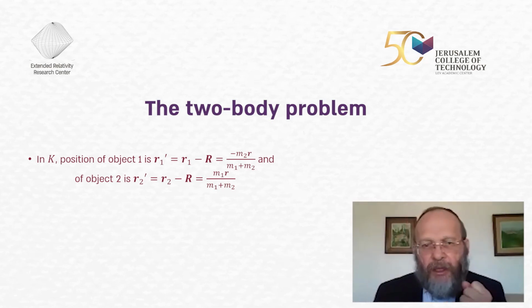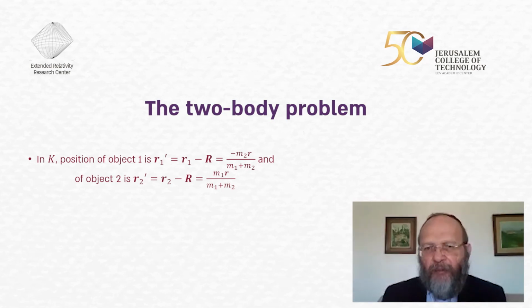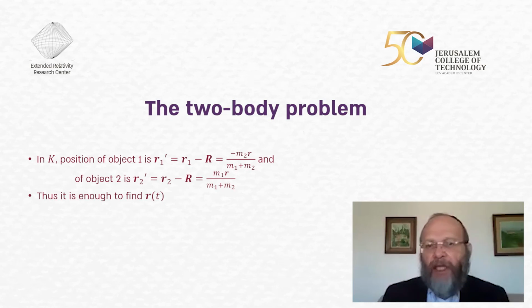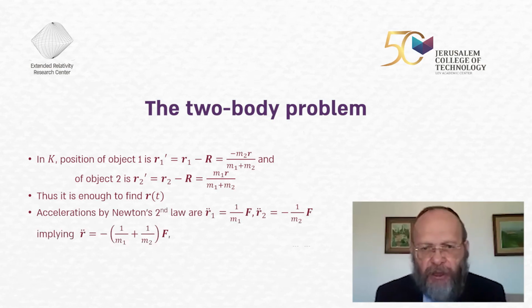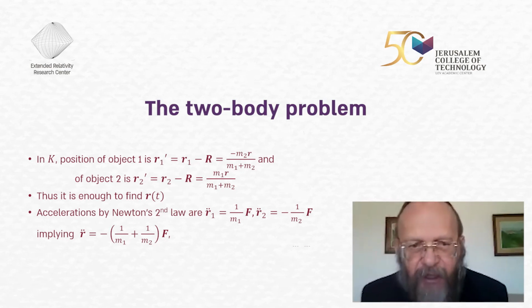That means we can know the trajectories of R1 prime and R2 prime if we know how r changes with time. Instead of talking about two points, now we have only one function r. Thus, it's enough to find only r of t to solve the two-body problem. Acceleration, second Newton's law. We can rewrite it in the following way.